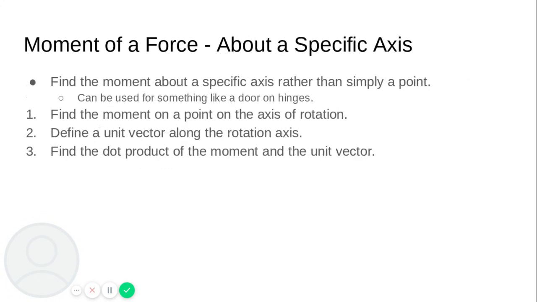To find the moment of a force about a specific axis, rather than a point, this can be used on something like door hinges or anything like that. First we want to find the moment about a point on the axis of rotation. Then we want to find a unit vector along the axis of rotation. And finally, find the dot product of the moment and the unit vector.